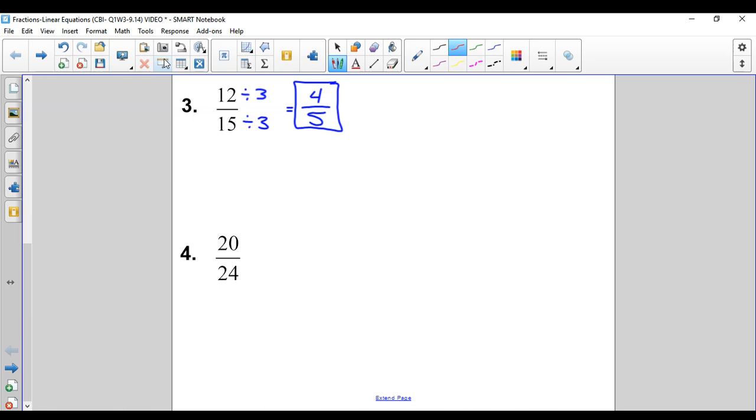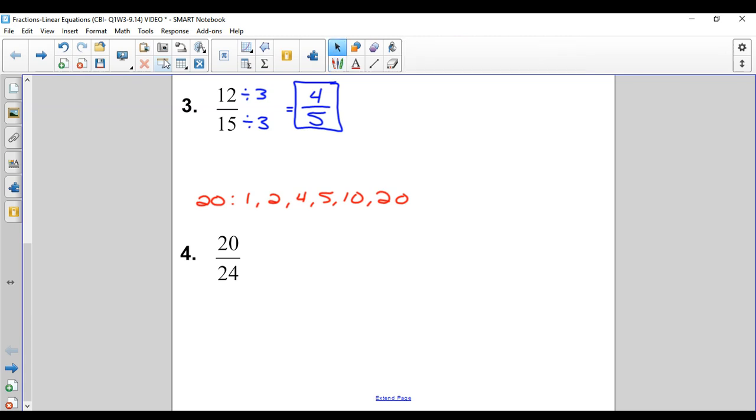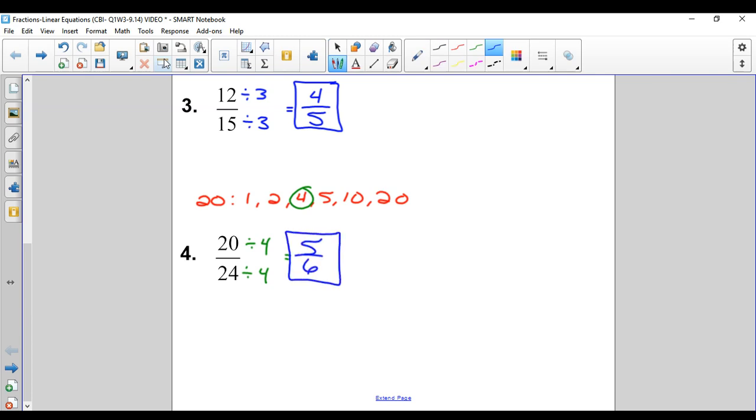You find the greatest common factor. Another way you can kind of think about this is list the factors of the smaller number, 20. We got 1, 2, 4, 5, 10, 20. What's the biggest number that's a factor of 24? Happens to be 4. So you divide them both by 4. And we get 5, 6. And there's your answer.